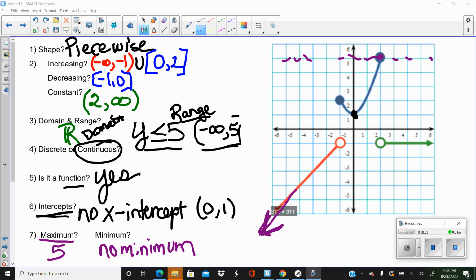So this is fully describing a graph and the 7 most important key features that we will be using to describe it. We're going to be practicing all of the little specifics over and over. So I hope this helps.